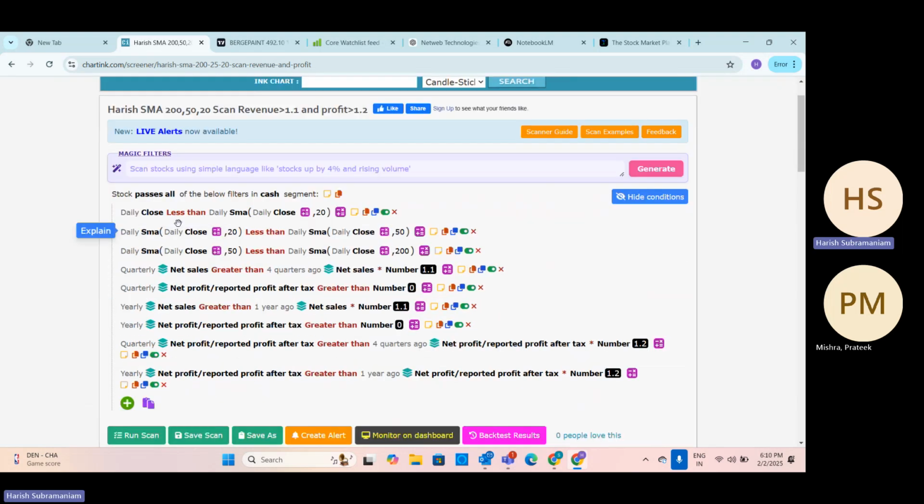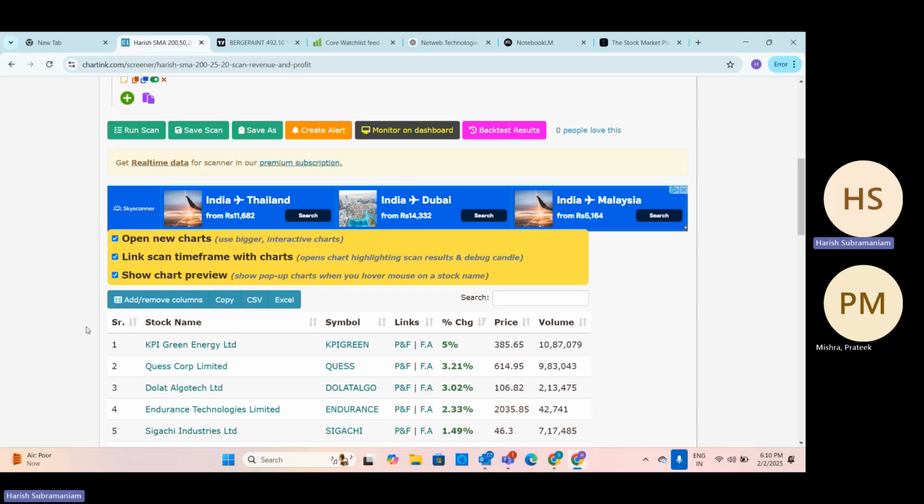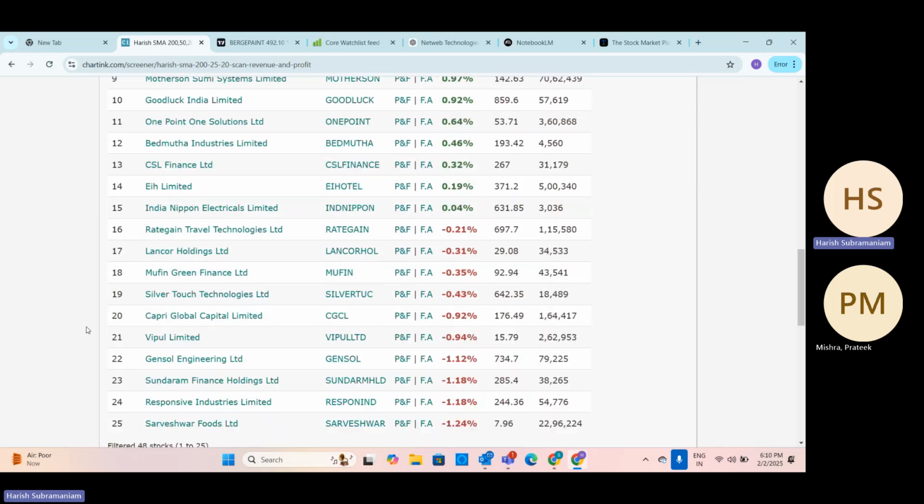So we can see here, daily close is less than daily SMA of 20. Daily SMA of 20 is less than daily SMA of 50. The 50 SMA is less than 200. And then the sales have gone up by at least 10% and the profits have gone up by at least 20%, both quarterly and yearly. And when we run the scan, we again find, say, 48 stocks.